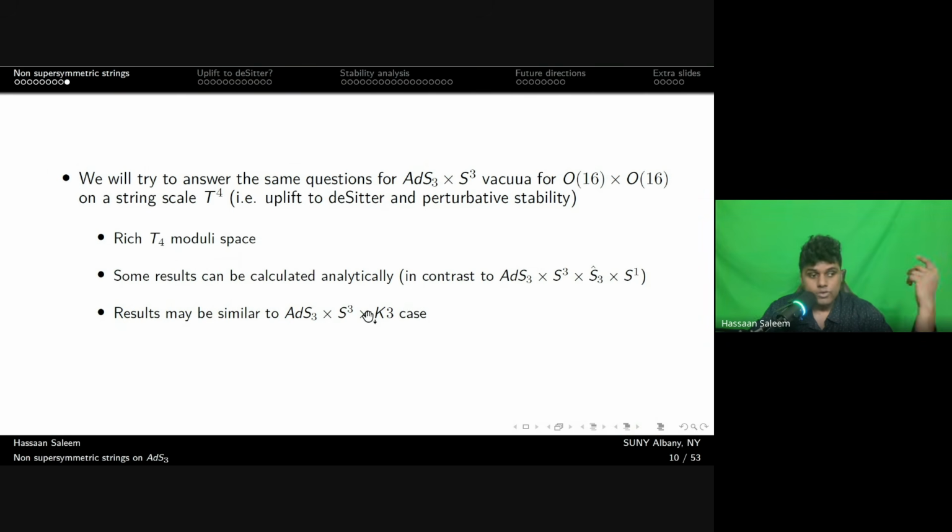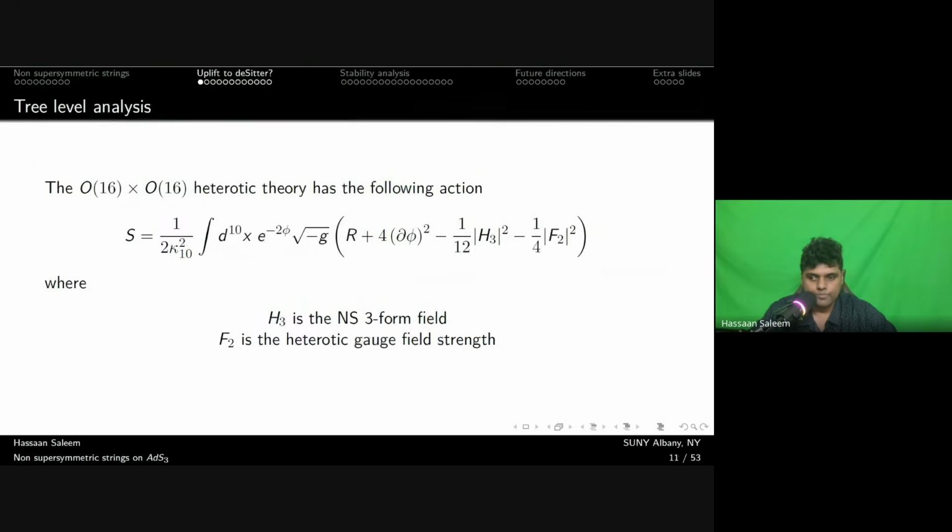And we also know that some points in the K3 moduli space are just orbifolds of T4. So if you start with this background and do an orbifold on T4, then you can get a point in this particular moduli space. So that's another motivation to study this particular background.